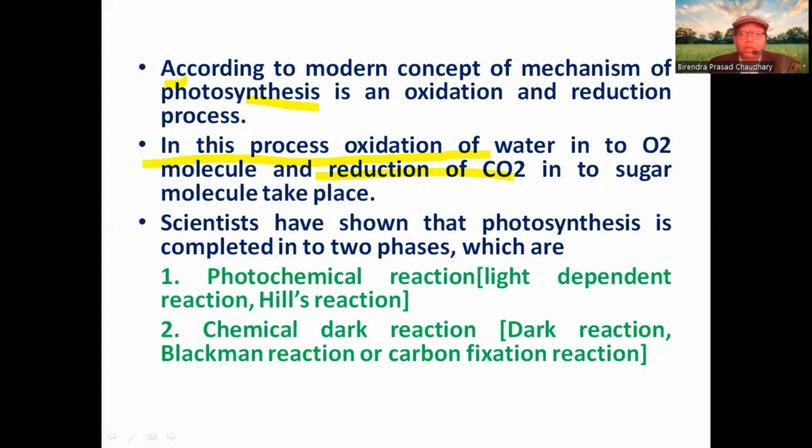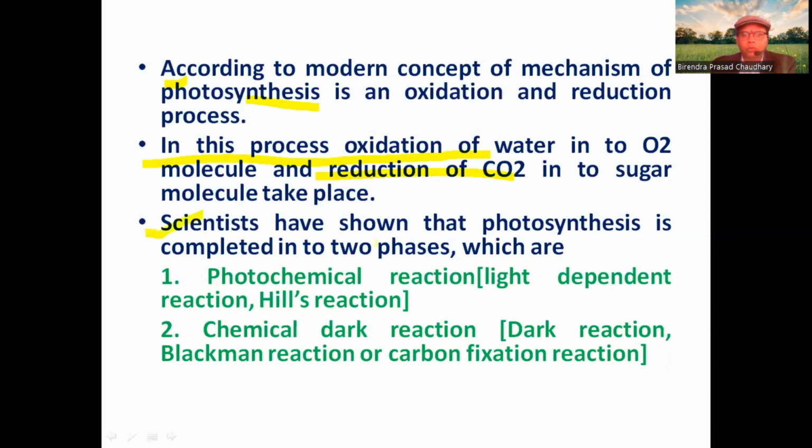So in this process, oxidation of water takes place to form the oxygen molecule, and reduction of CO2, the carbon dioxide molecule, takes place to form the sugar molecules. In this way, we can say photosynthesis is an oxidation and reduction process.